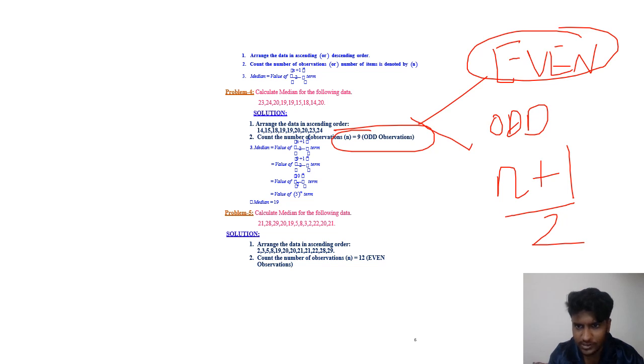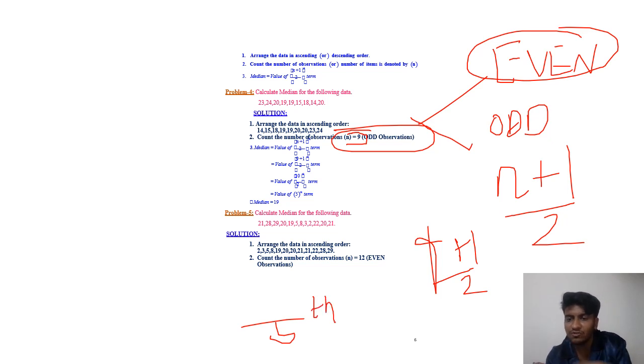So what is your n, number of observations? Is it 9? Yes, it is 9. So 9 plus 1 divided by 2, that is 10 divided by 2. This is the fifth value. So now 5 is not your answer. The number that is on the fifth position will be your answer. So over here, the fifth position, there is 19, right over here. So 19 is your answer.